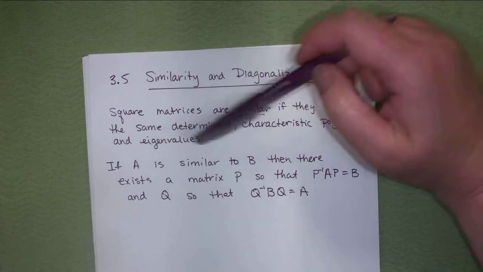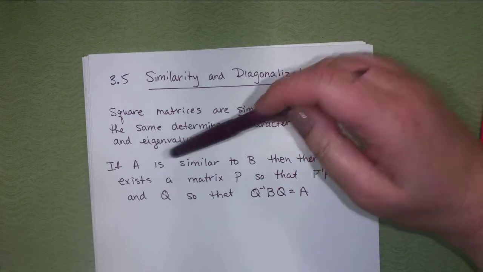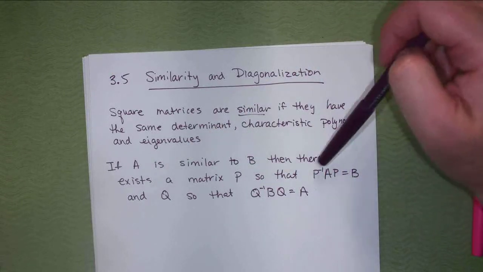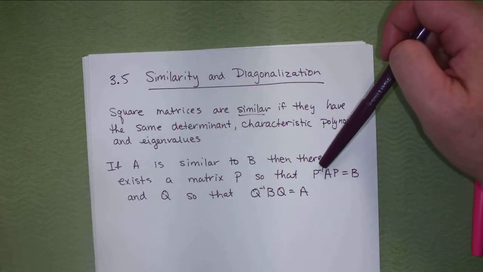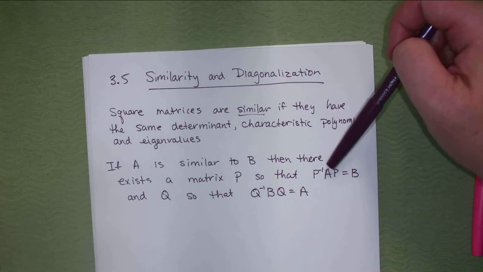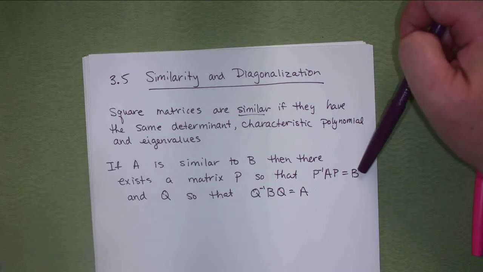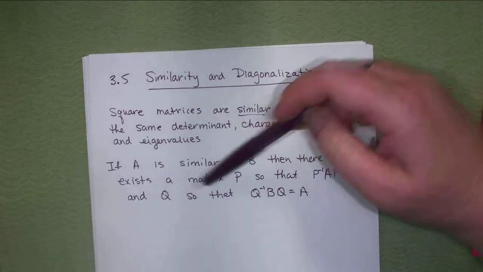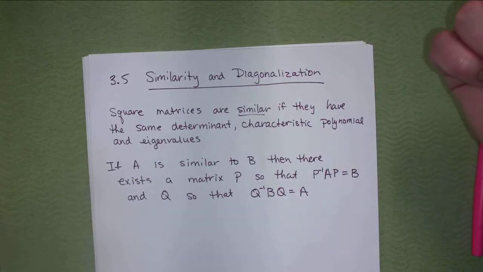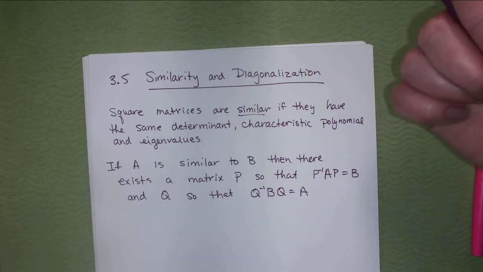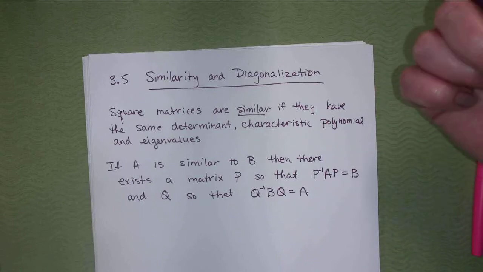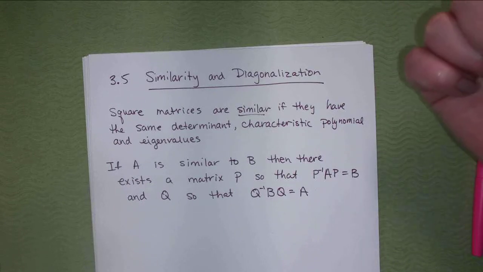So if A is similar to B, then there exists a matrix P so that we can multiply in this order, P inverse times A times P, and get B as the answer. And a Q so that we could do the same thing. Now that's going to be useful, and P and Q are found using the eigenvectors. So that's why this sort of follows that.